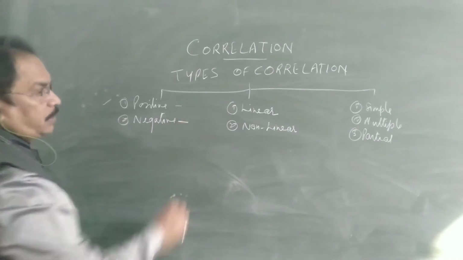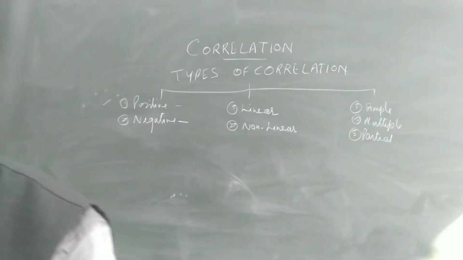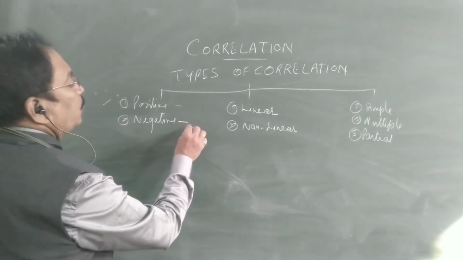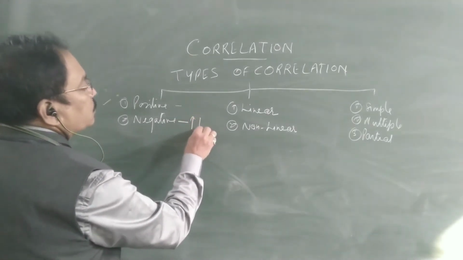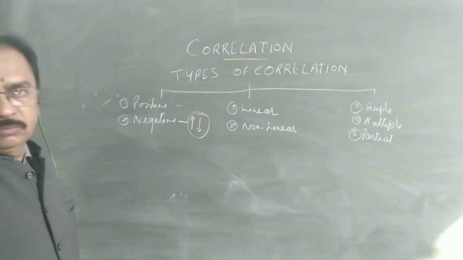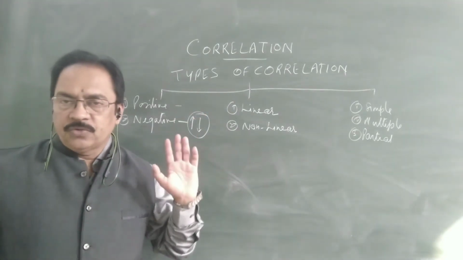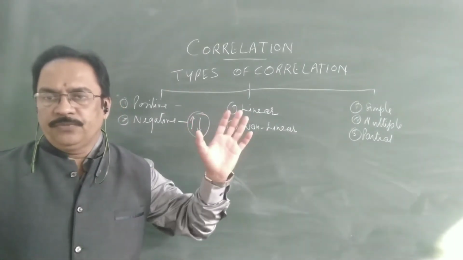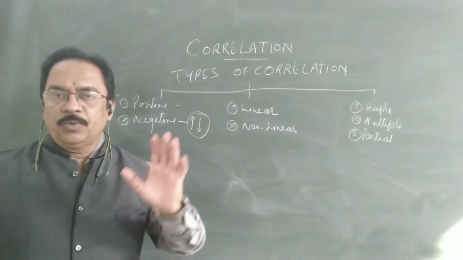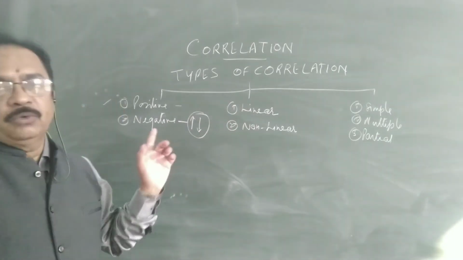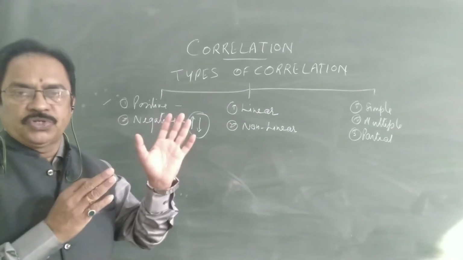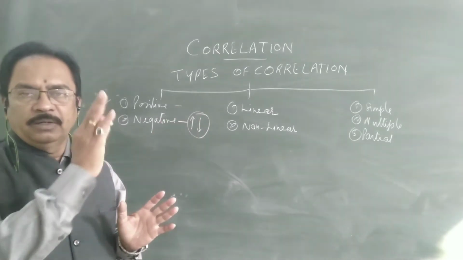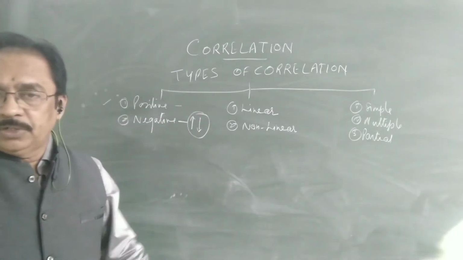Then, negative correlation. When both variables move in opposite directions, one is increasing, the other is decreasing, this is a reverse condition. Like the price of a commodity increases, the demand for the commodity will decrease. When the price of a commodity decreases, the demand increases. Here the change will be opposite. If one is increasing, the other will be decreasing. If one is decreasing, the other will be increasing. That is negative correlation.